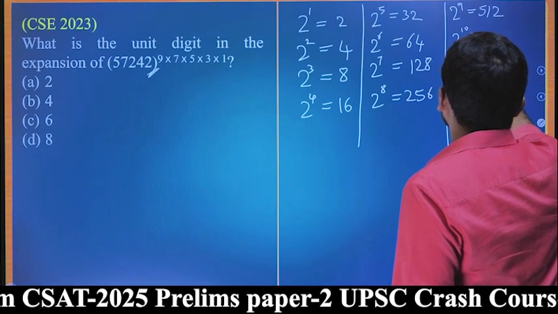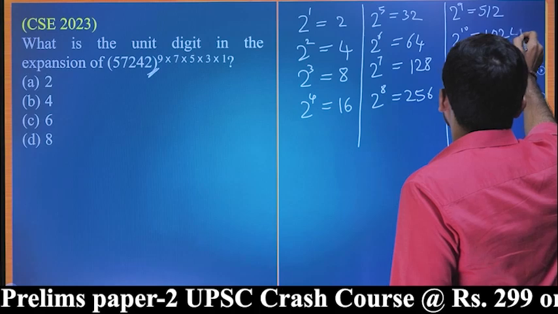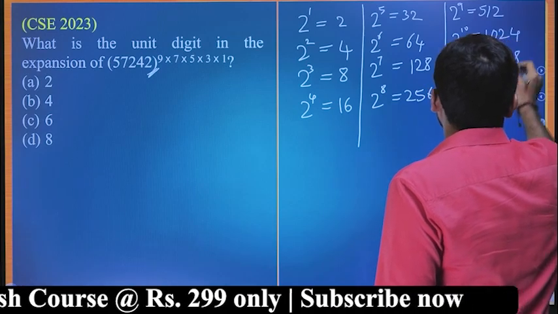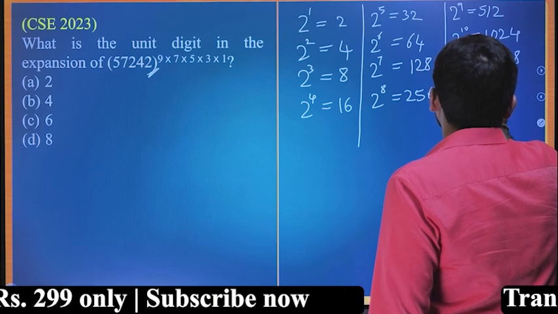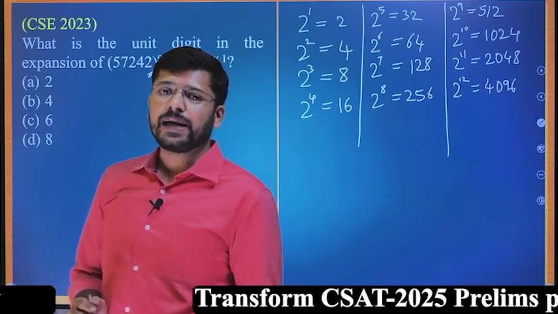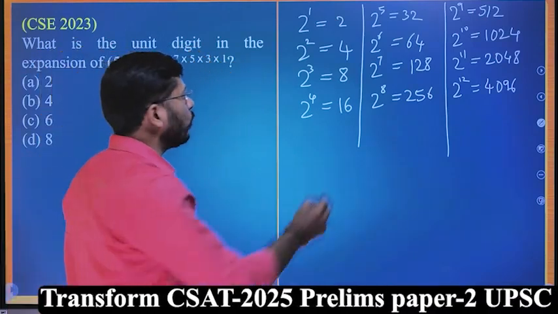2 to the power of 10 would be 1024. 2 to the power of 11 would be 2048. And 2 to the power of 12 would be 4096. Now, do you see any pattern there? Yes, there is a pattern. I will tell you what.